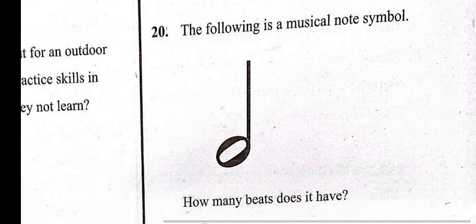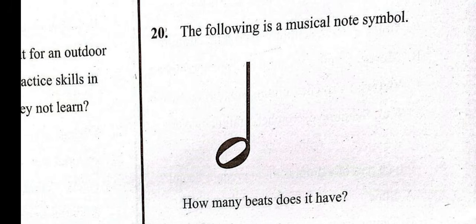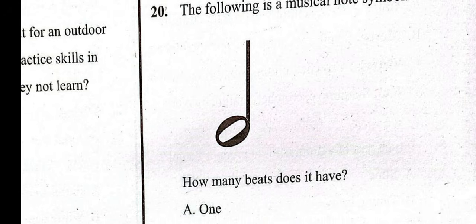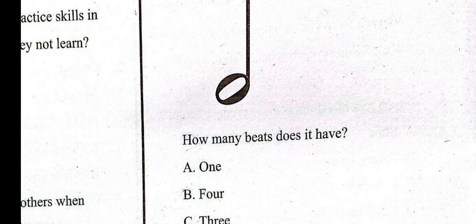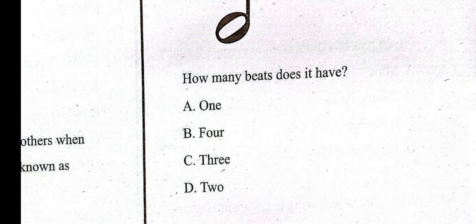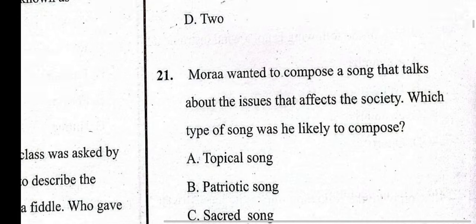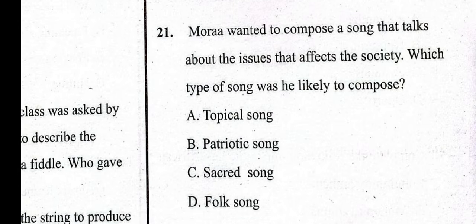Then number 20 says the following is a musical note symbol. When you look at this musical symbol, it is a symbol of a minim, and a minim has two notes, which is ta, a. So they are asking how many beats does it have? It has 3. No, it has 4. No. Then does it have 1? No, it has 2 because of ta, a. 1, 2, 2 beats.